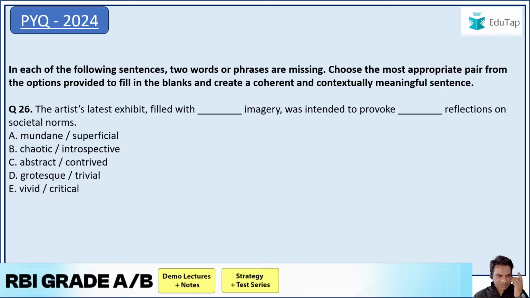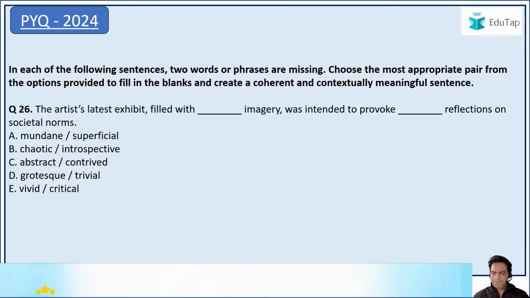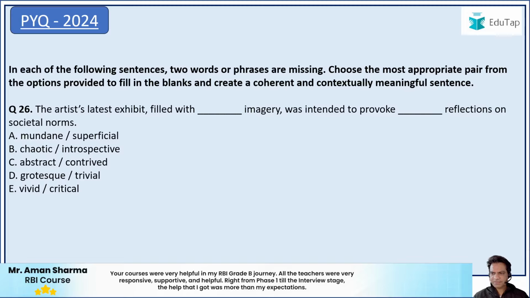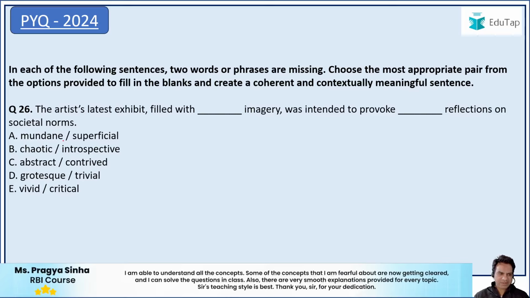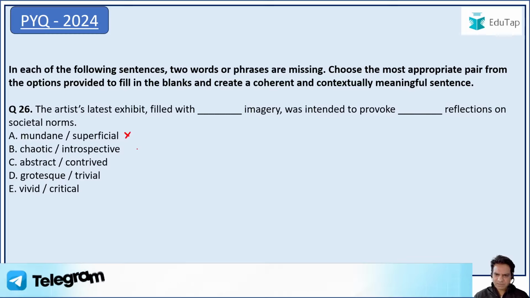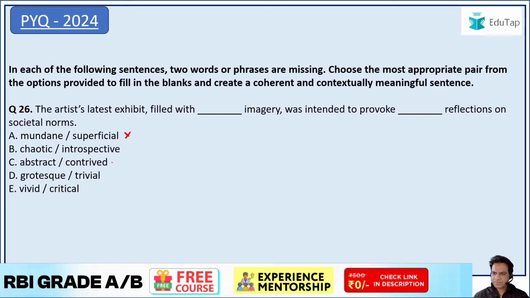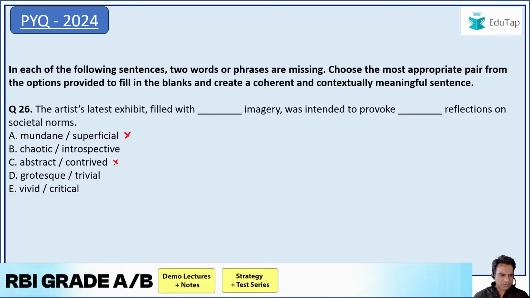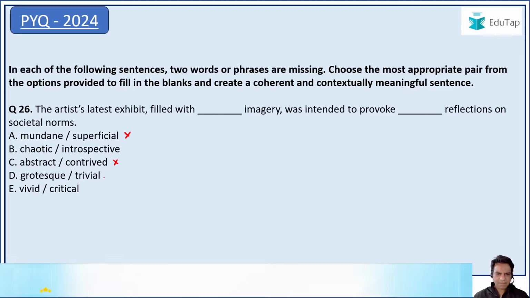Next question, guys. The artist's latest exhibit filled with dash imagery was intended to provoke dash reflections on the societal norms. The artist's latest exhibit filled with dash imagery. Mundane is boring imagery, no. Chaotic imagery is possible. Abstract imagery. Contrived means to reflection, no. Contrive means to make something to deceive someone, to cook up a lie. Grotesque means so ruthless, cruel.